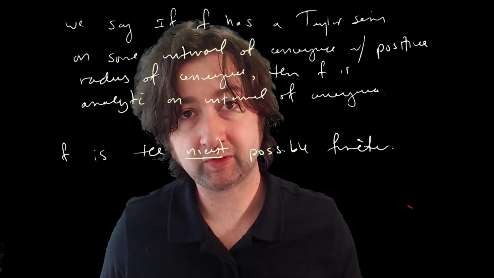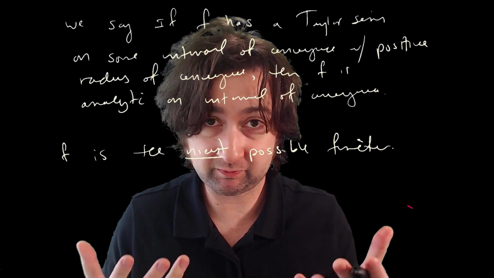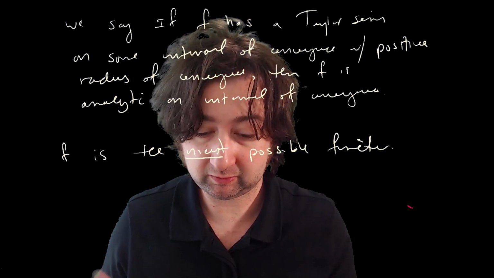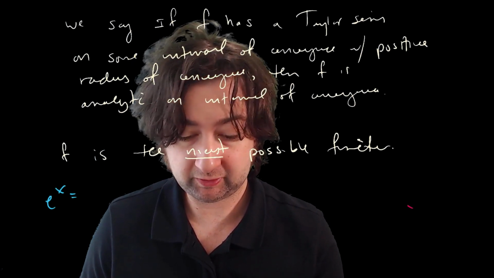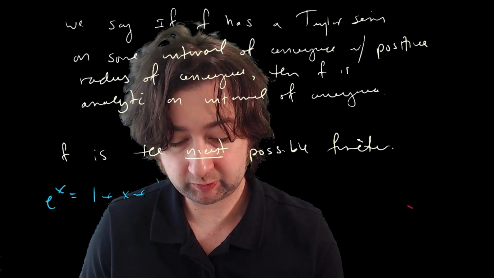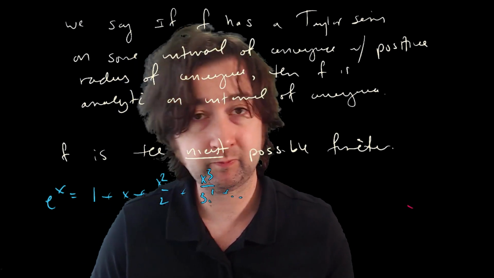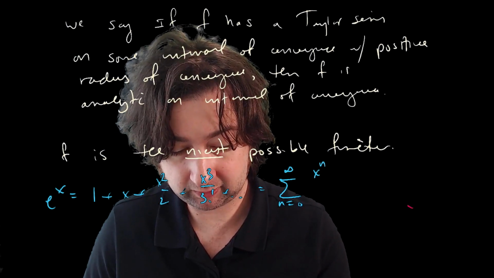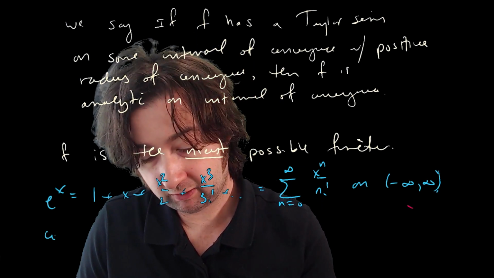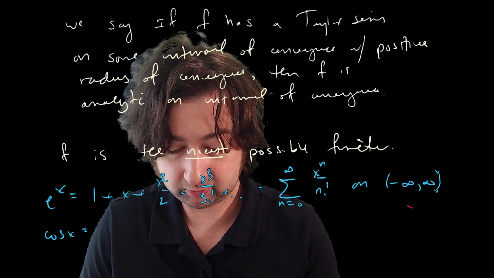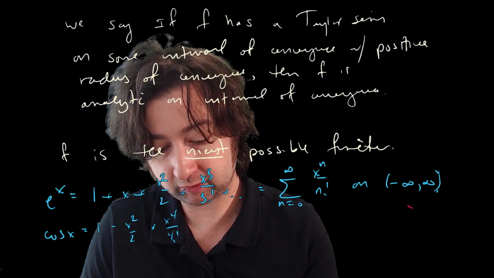To give you an idea of some functions that we should just have the Taylor series memorized for, we have the basic fundamental functions of calculus. So you're supposed to know, for example, that e to the x has the series 1 plus x plus x squared over 2 plus x to the third over 3 factorial, and so on, which is the sum from n equals 0 to infinity of x to the n over n factorial. And this converges everywhere. Next, we have that cosine of x is equal to 1 minus x squared over 2 plus x to the fourth over 4 factorial, and so on.